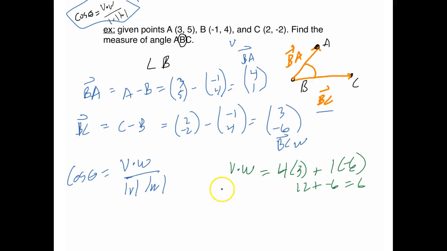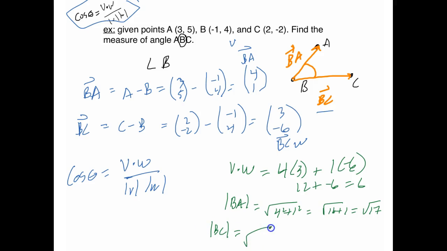We gotta find the magnitude of each one, so let's find the magnitude of the first one. Alright, again, it's using the formula. 4 squared plus 1 squared, so I get radical 16 plus 1, which is radical 17. So now let's find the magnitude of the other one. So the magnitude of BC, right? So you take the first term squared plus the second term squared, square rooted. So I'm going to get 9 plus 36, radical 45.